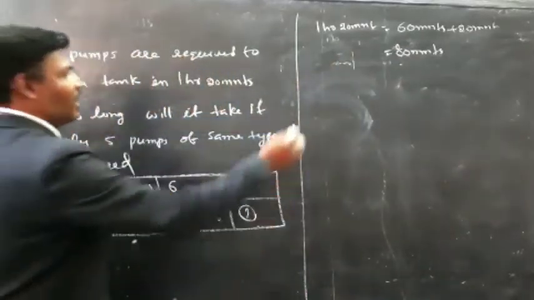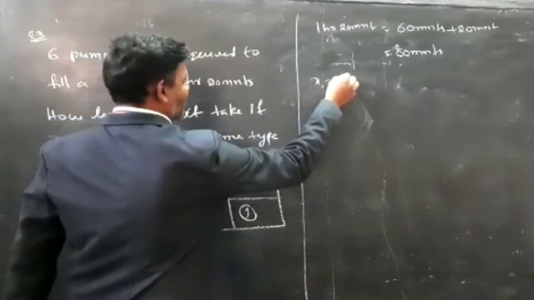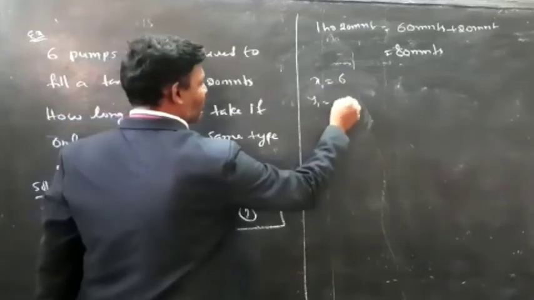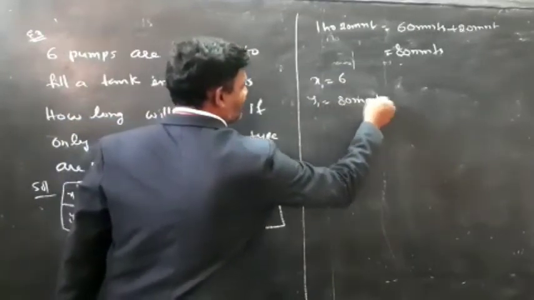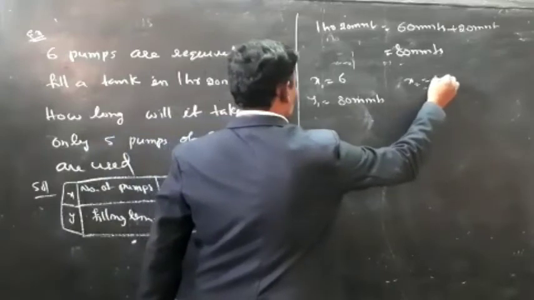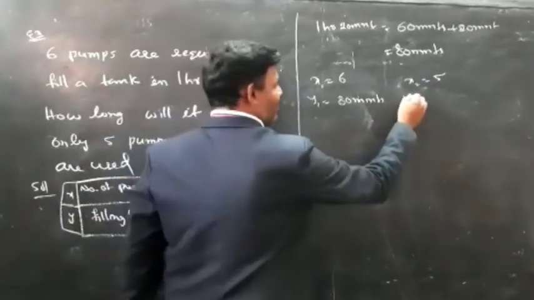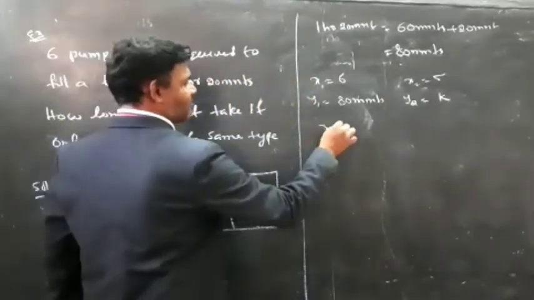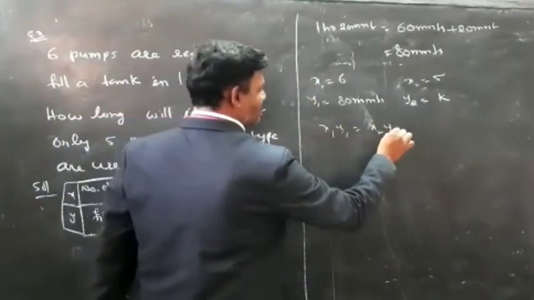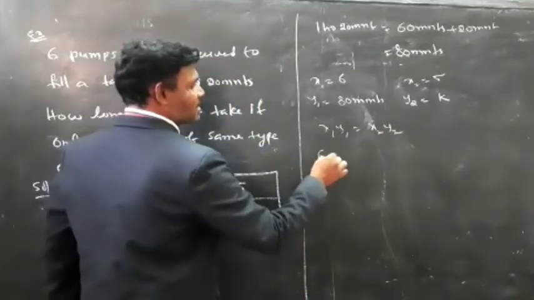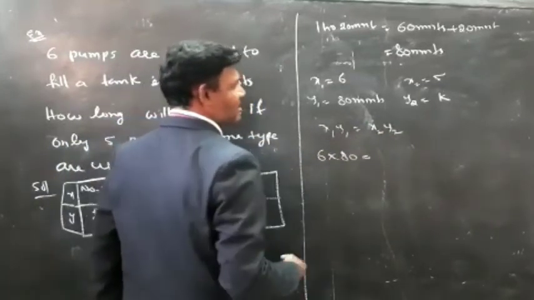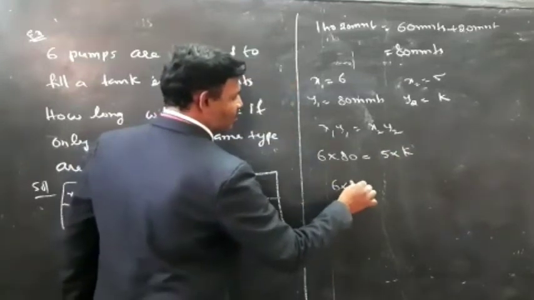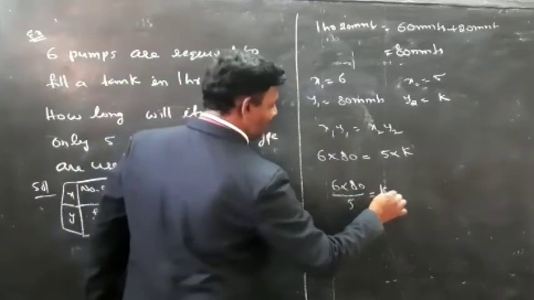Next, what about x1? x1 in case 1: how many pumps are working? 6 pumps. y1 is the time, 80 minutes. x2 means in the second condition only 5 pumps are working. I don't know the time, so let it be k. What is our condition? x1 y1 is equal to x2 y2. 6 into 80 is equal to 5 into k. Now 6 into 80 by 5 is equal to k.